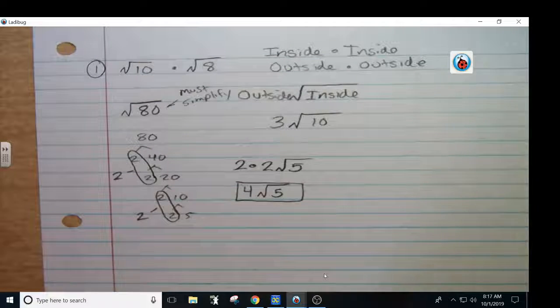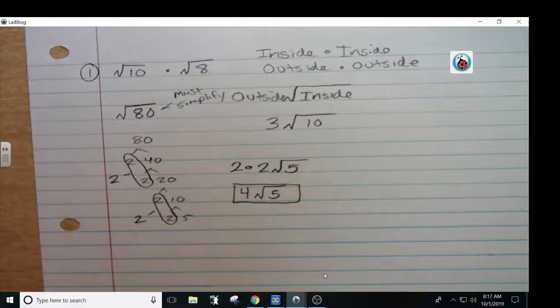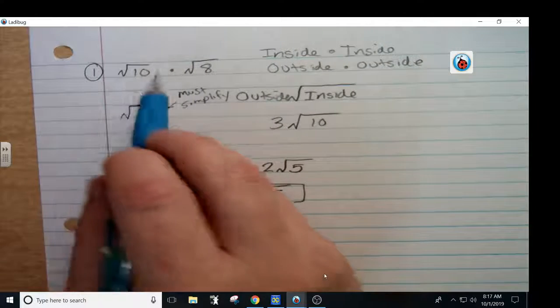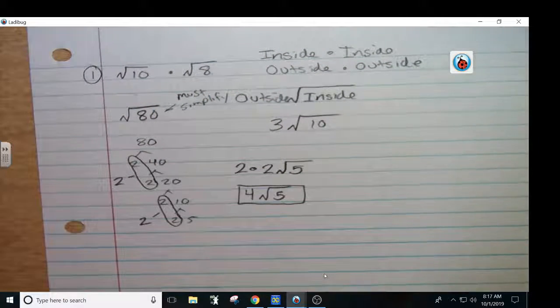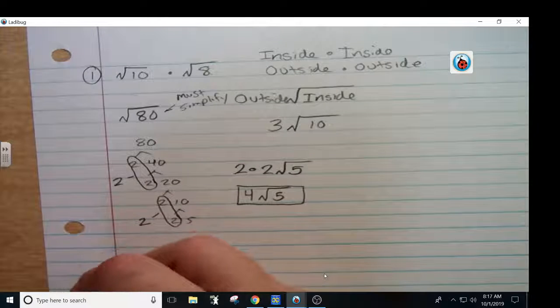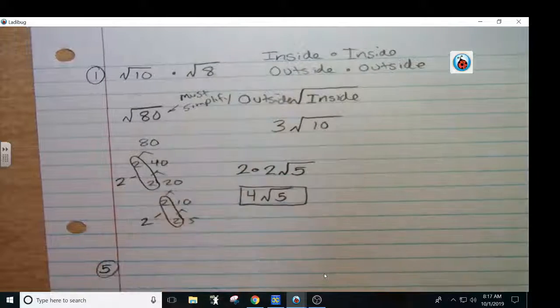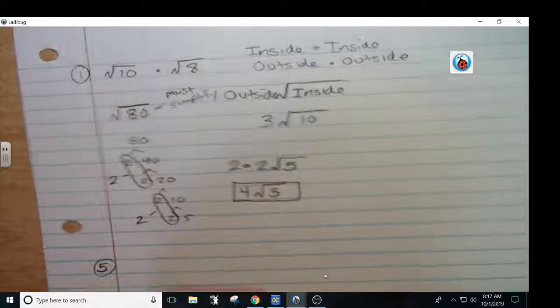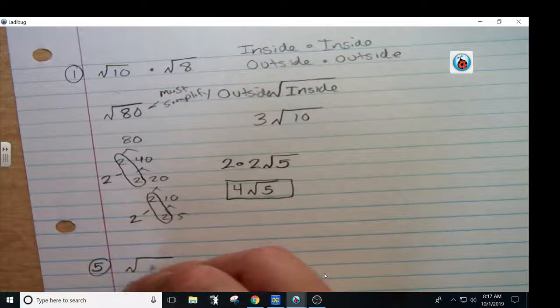Okay, guys, when you're doing a single radical times a single radical like that, it's pretty much straightforward. But let's look at number 5. A lot of times, this is probably one of the number one missed problems on a radical test.